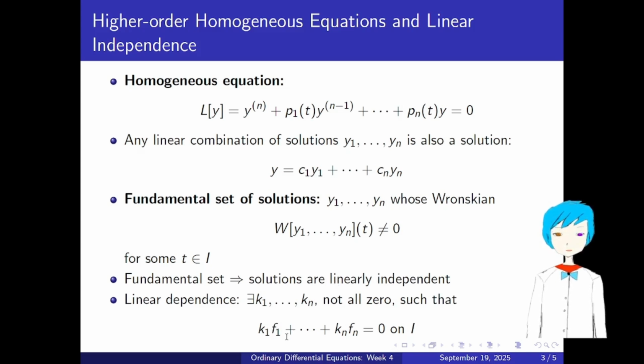Conversely, linearly dependent solutions means there exists a set of constants from k1 to kn such that the linear combination of those n functions is 0 on this interval.